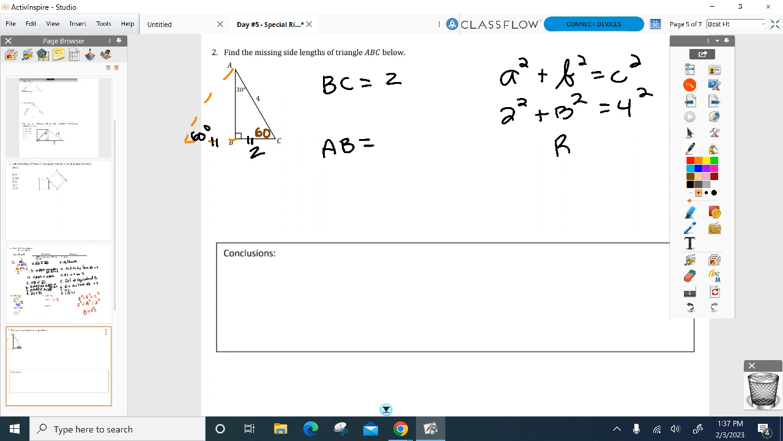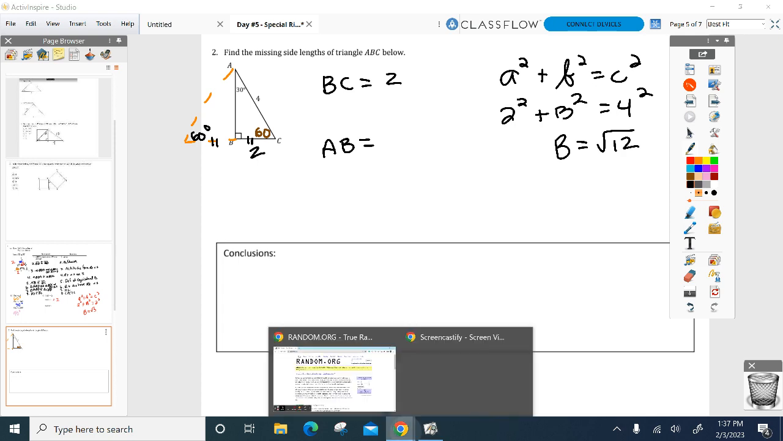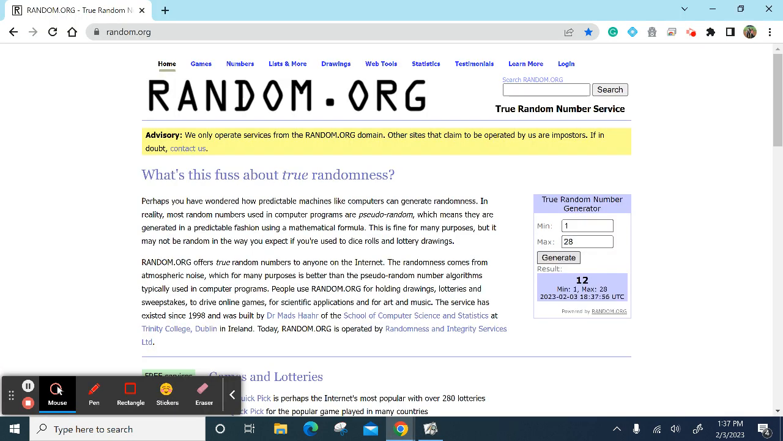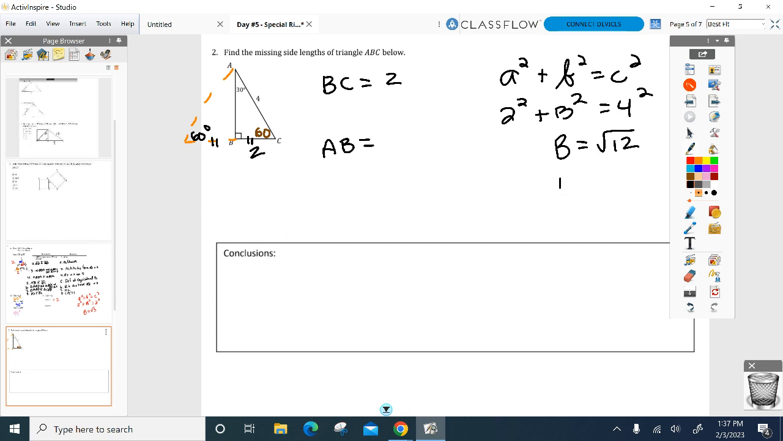Because we end up with what? Radical 12. B is equal to radical 12 when I move everything over. And what did that break down into? Square root of 12 breaks down into 4 and 3. So 2 radical 3. There's your 2 radical 3.